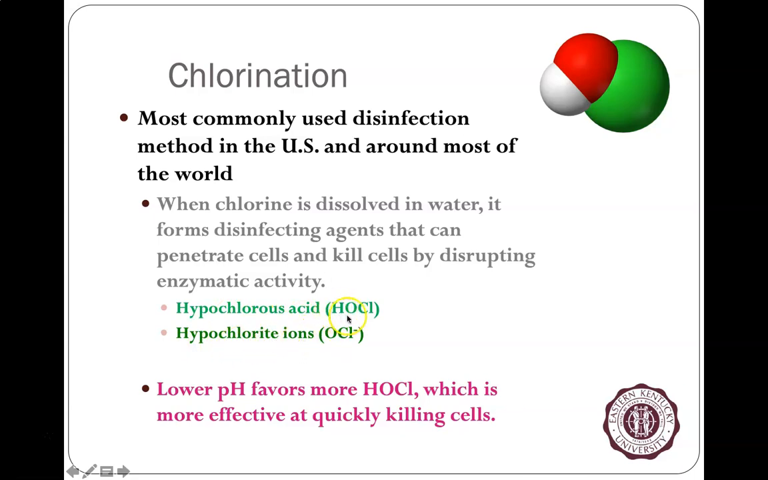See the H in hypochlorous acid? So H is associated with acidity. Remember, hydrochloric acid has a formula of HCl. Hydrofluoric acid has a formula of HF. H in compounds, higher hydrogen ion concentrations favor lower pH. So lower pH favors the production of more hypochlorous acid, whereas higher pH water favors the production of hypochlorite ions.